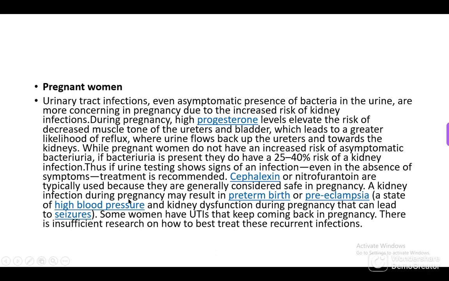A kidney infection during pregnancy may result in preterm birth, preeclampsia and hypertension associated with the pregnancy, and kidney dysfunction during pregnancy that can lead to seizures also. It means eclampsia. Some women have UTIs that keep coming back in pregnancy. There is insufficient research on how to best treat these recurrent infections.